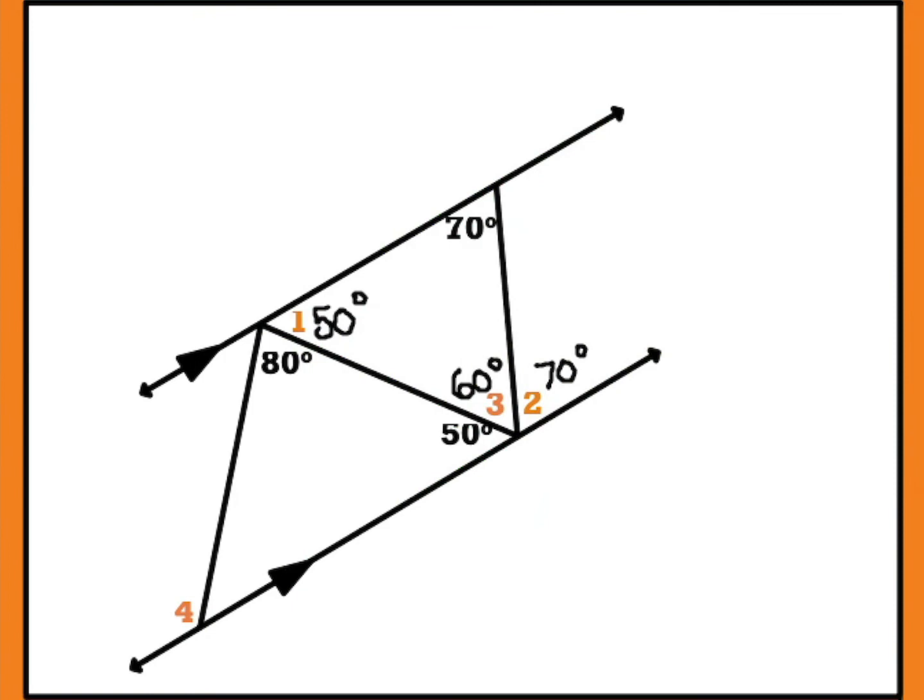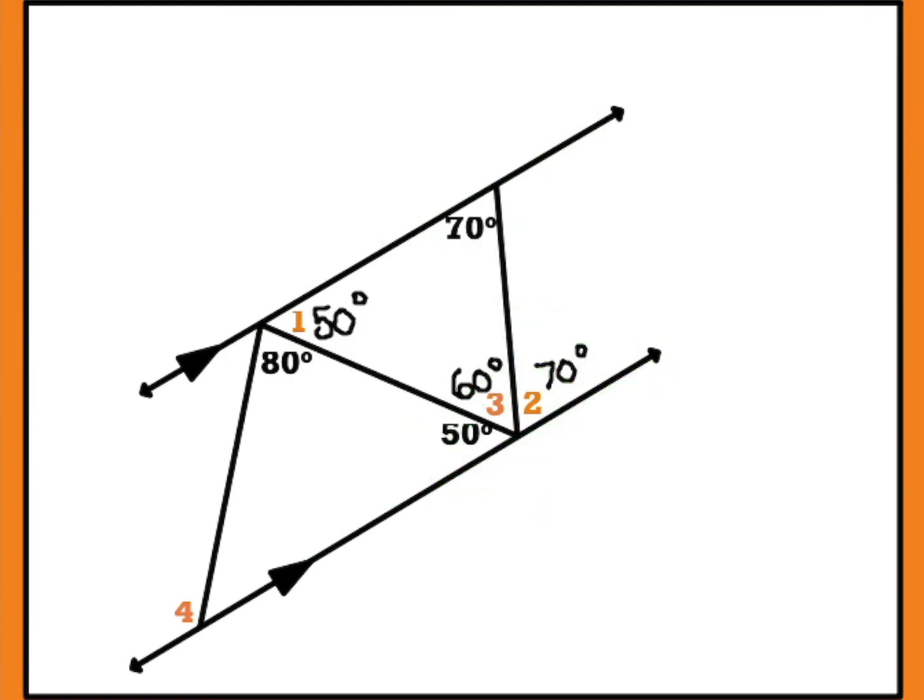Another way we could check that is to make sure that these three angles add up to 180, because do you see that straight line? Are those adding up to 180? We've got 50 plus 60 is 110, plus 70 is 180. That's a good sign too.